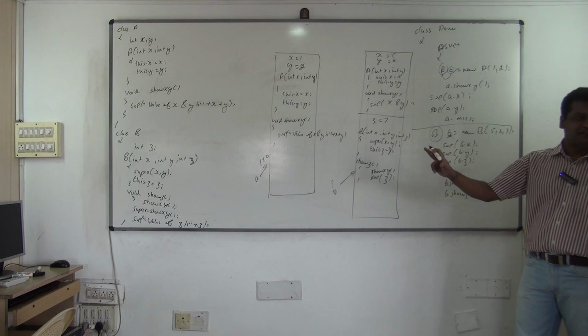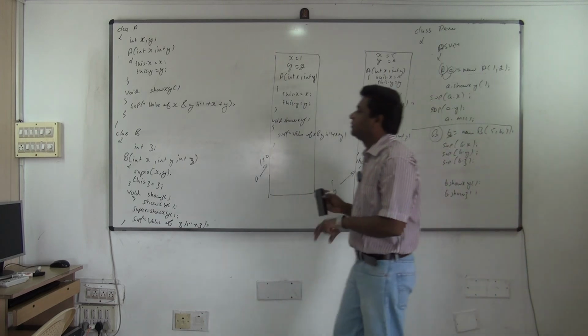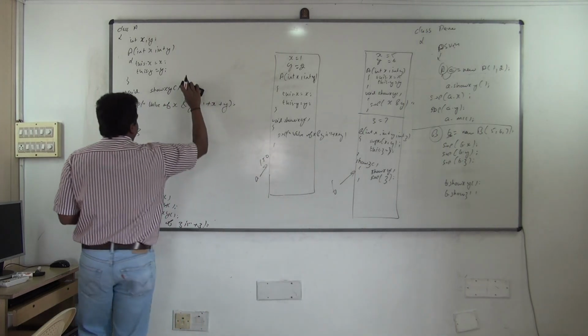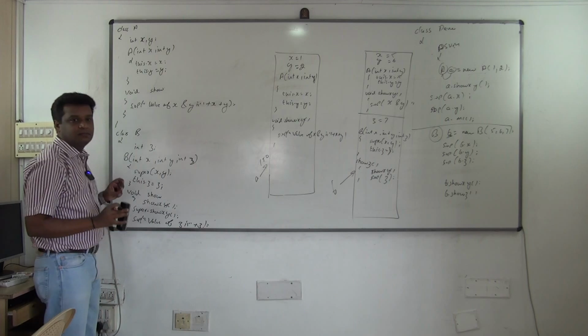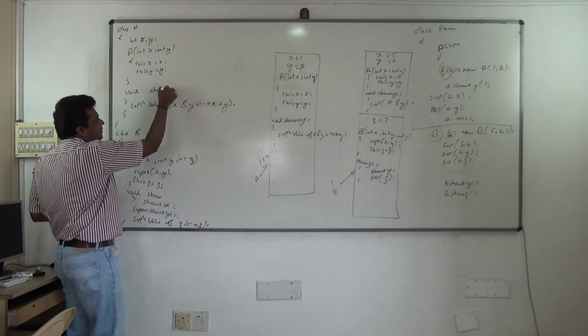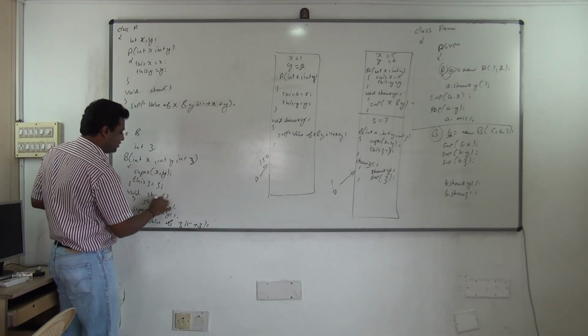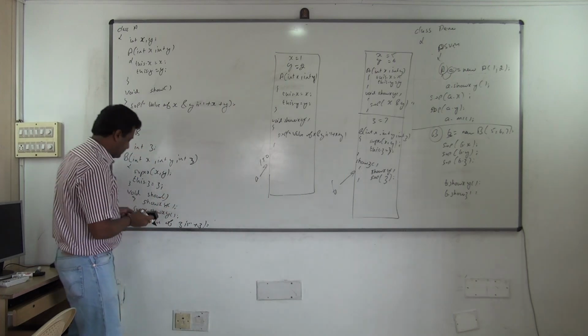Till now clear? This was the first example that I had written in inheritance. Okay, now what I'll do is one small change: both the method names, I'll make them the same. The name of this method is also show, the name of this method is also show.